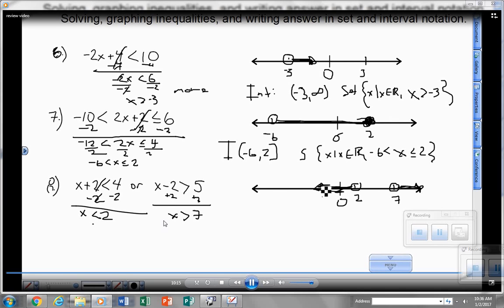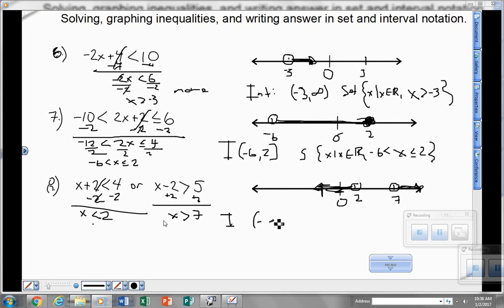And if I wrote that in interval notation, I would have a 2, one with a little union symbol, so rounded -infinity because that arrow is going to the left, 2 rounded, union symbol, 7 rounded because of the inequality, comma positive infinity rounded.